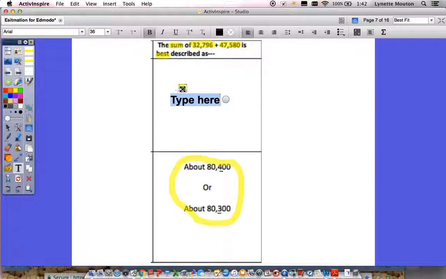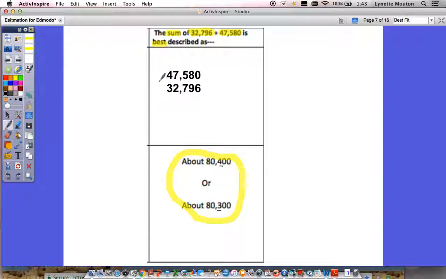And I'm going to type this one in. So our box is so small. 32,796. 47,580. Oh, sorry. Larger number always goes on top. That way, and they will give it to you out of order like this, so expect that that will happen. That way, in case you are subtracting, you will never ever try to subtract a larger number from a smaller. If you just always establish the rule that I'm going to put the largest number on top.